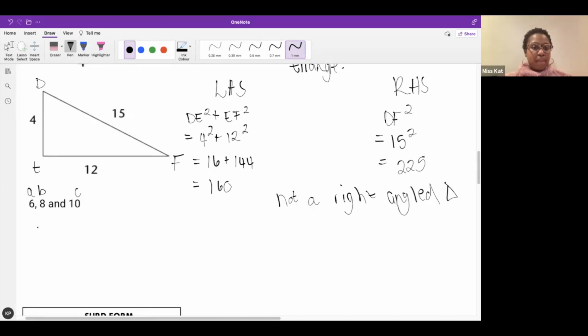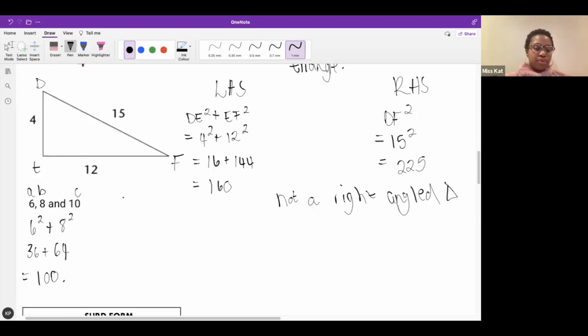Since the longest side is 10, that means we're going to add A squared and B squared. 6 squared is 36, and then 8 squared is 64. So we're going to have 36 plus 64, and that is going to give me 100.